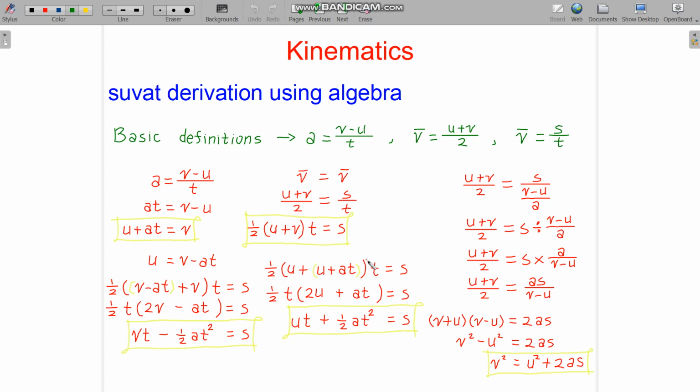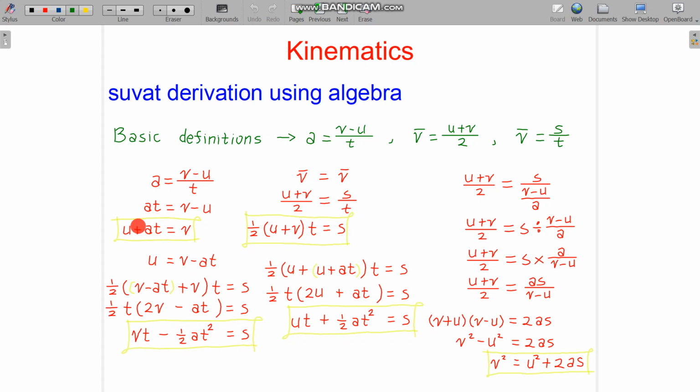And now if we want to use this formula, we just replace the v with u plus at. We have 1/2 (2u plus at) times t. We distribute, and we get ut plus 1/2 at squared. And this is the non-MF19 formula.